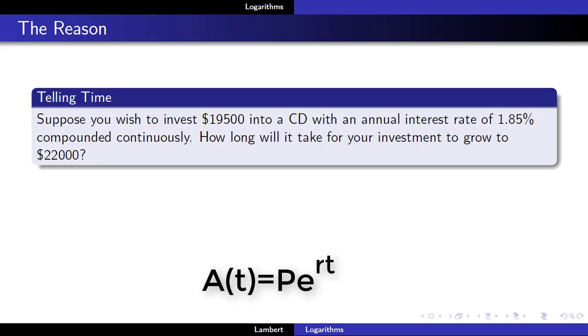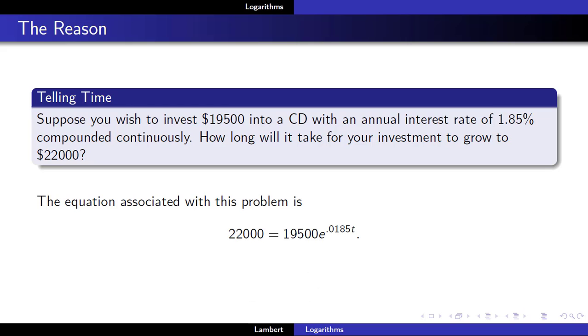So when we take a look at this, filling in all those blanks, we have 22,000 equals 19,500 e raised to the 0.0185 t. Now, the big difference is t is up in the exponent, and we don't have any tools just yet to solve for that. Usually we're solving for the part where the 22,000 appears, so this might be a little bit trickier.